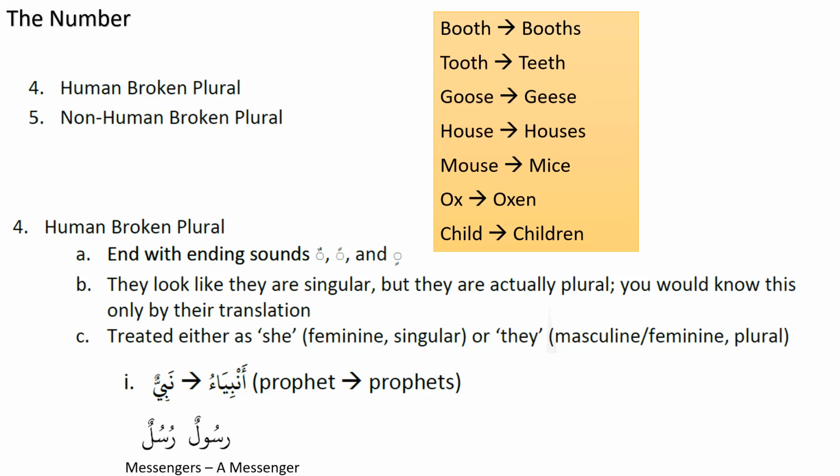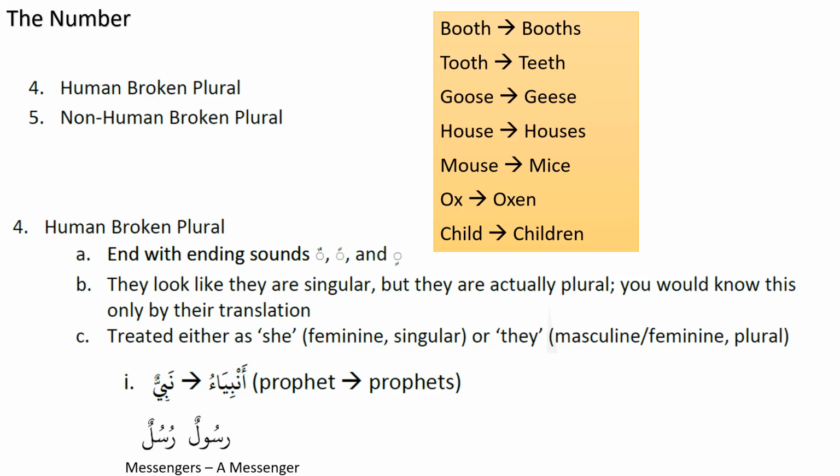What is the Arabic answer? If I ask, brother, what is messenger in Arabic? You say, brother, messenger is Rasul. What is messengers in Arabic? You say, brother, it's Rusul and it's a broken plural. Then I ask you, is it a human broken plural or a non-human broken plural? You say it's a human broken plural because messengers are human.